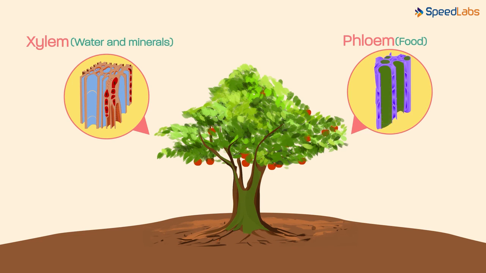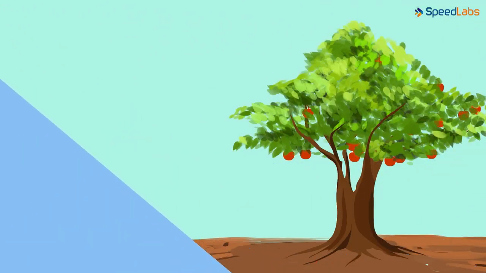Is this it? Do we have to learn anything more about the transportation system in plants? Well, we know that xylem helps transport water. But do we know what makes the water move through the xylem? How is it possible for the xylem to transport water to a height against the gravity? That's exactly what we learn in this video. Let's understand the process by simplifying it.